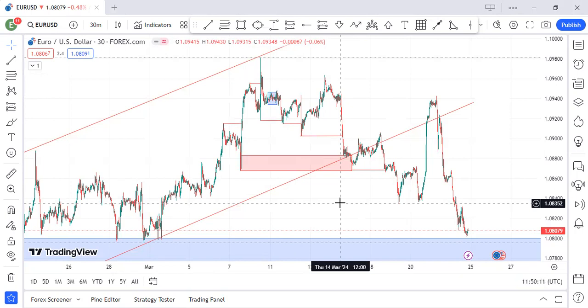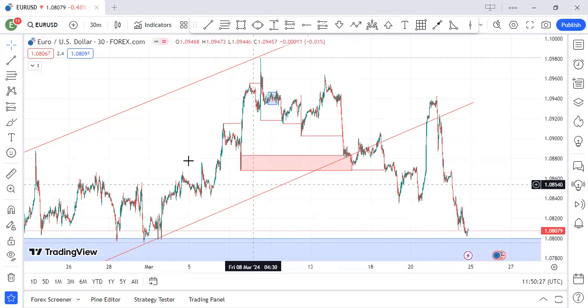When I say confluence, you must have seen an order block, a break of structure, a trend line, and all that, a liquidity sweep. Those are confluences you should have before making an entry. So today you're going to learn how to make use of fair value gaps in building confluences for entry.